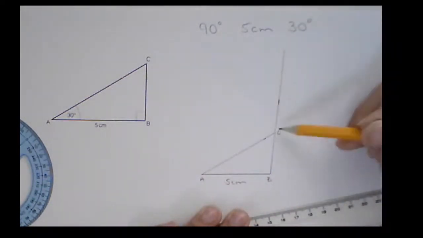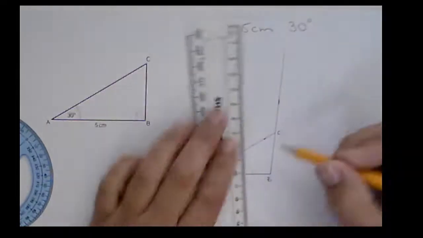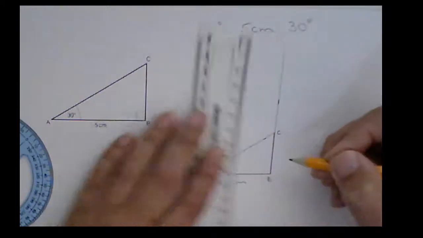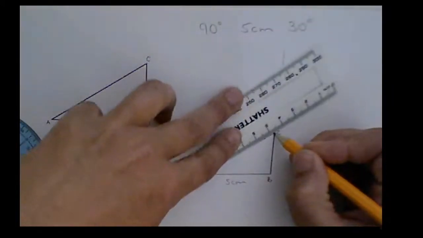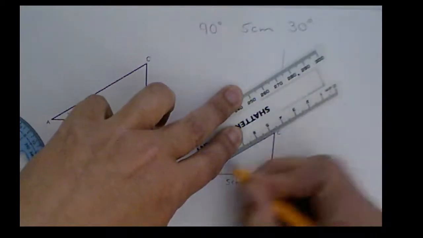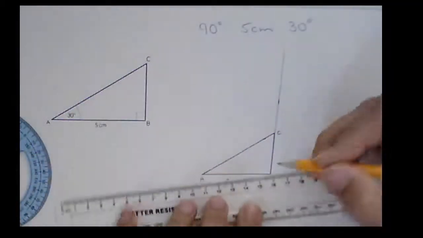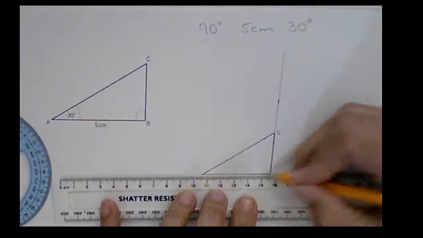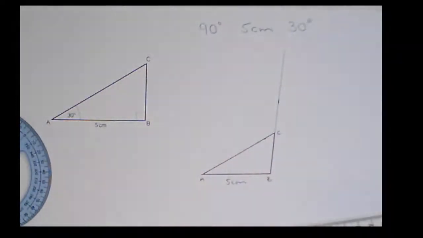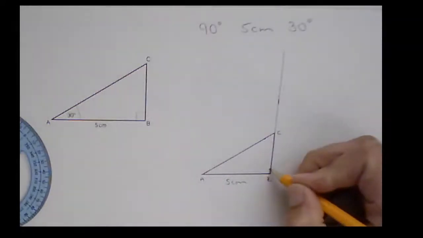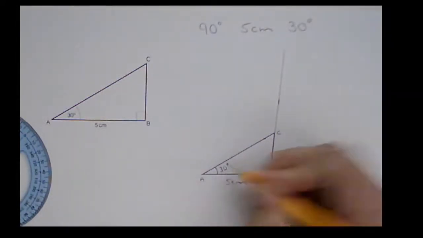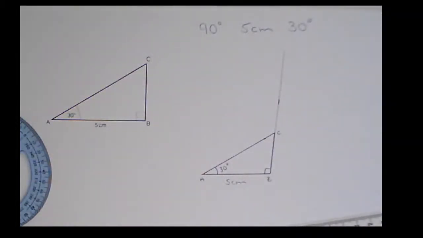So again, I could rub this out, or I can just go back over my triangle with my pencil a little bit darker and leave my construction lines in, so we can see where my triangle is by just making it a little darker. And there we have it. Okay, let's put our 90 degrees in for our right angle and our 30 degrees. And we have our triangle.